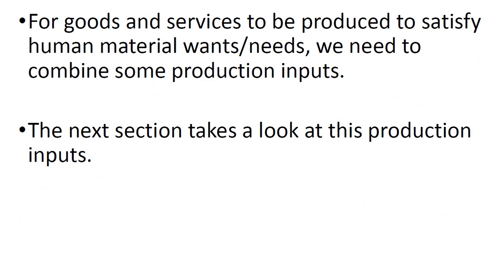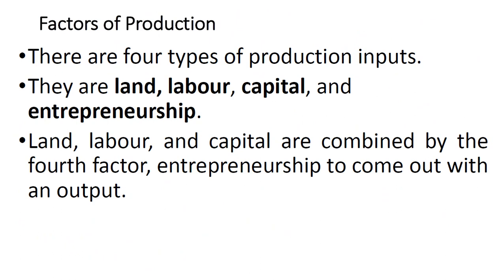For goods and services to be produced, we need some materials or inputs in order to produce the item. So we'll be looking at factors of production. Those are the resources we use to produce goods. There are basically four types of production inputs. They are technically three. But because of the special role of the fourth factor, it is also considered to be a factor of production.